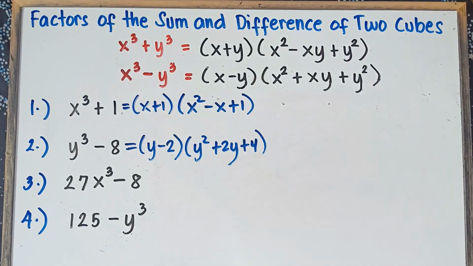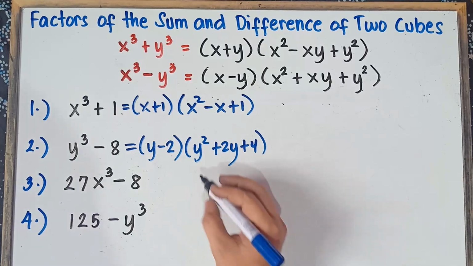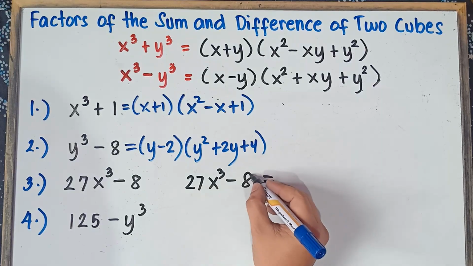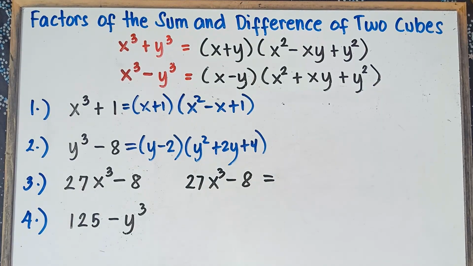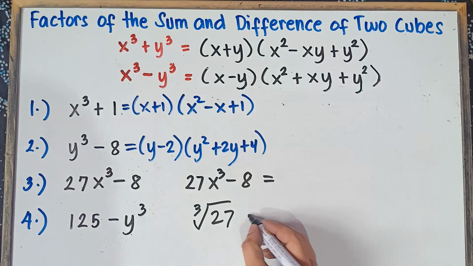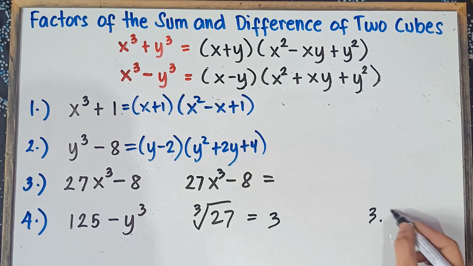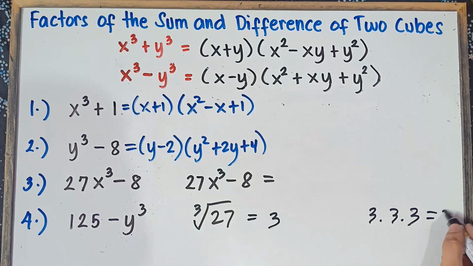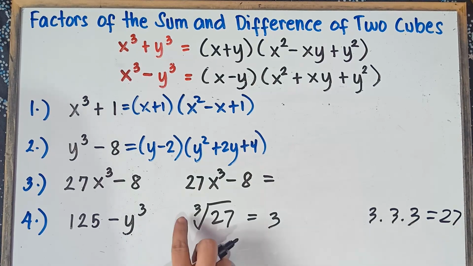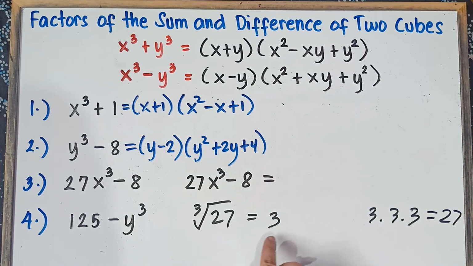Alright, so let's proceed now to example number 3. So our given, we have 27x cubed minus 8. Alright, so first step, you get the cube root of the first term. The cube root of 27, what's the answer, class? You think of a number, class, that when you multiply it by itself 3 times, you will get 27. That's correct. That would be 3, right? Because 3 times 3 times 3, that would be equal to 27. 3 times 3 is 9 times 3, that would be equal to 27. So therefore, the cube root of 27, that would be equal to 3.